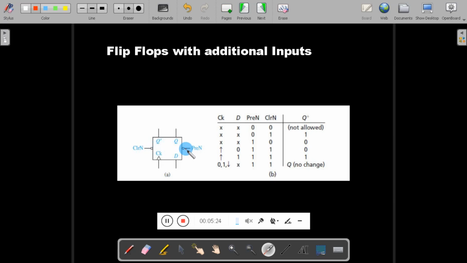So why is preset used? By using preset you can set the flip-flop. By using clear, you can clear the flip-flop irrespective of the clock signal. That means you can set the flip-flop asynchronously, or you can clear the flip-flop asynchronously.